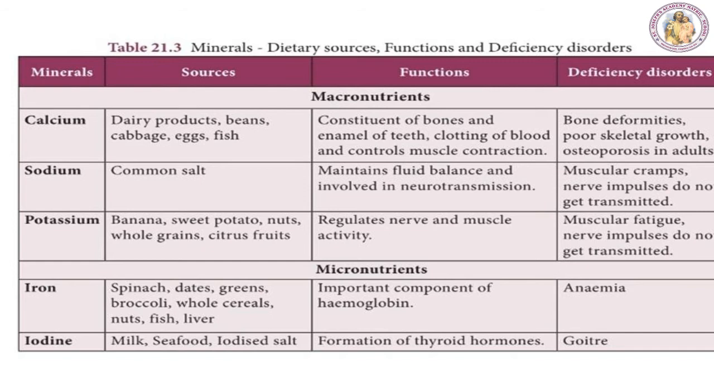The calcium sources are dairy products, beans, cabbage, eggs, fish. Sodium is in common salt and potassium is in banana, sweet potato, nuts, whole grain and citrus fruit. Among micronutrients, iron is in spinach, dates, green broccoli, whole cereals, nuts, fish, liver. Iodine is in milk, seafood and iodized salt. So you'll have deficiency disorders also. View this table, children.